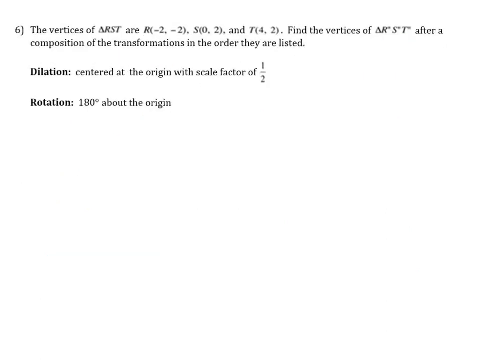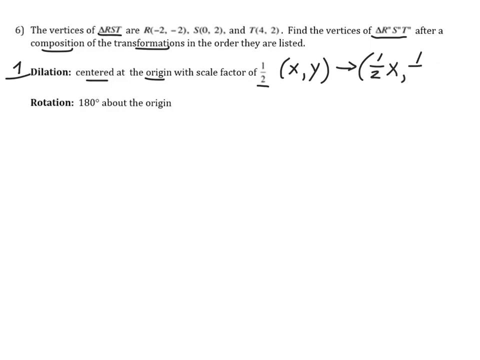Number 6 is very similar. I'm dealing with triangle RST. I want to find the double primes after a composition of transformations. So first thing I'm doing is the dilation again. It's centered at the origin, but now my scale factor is 1 over 2. So I know that when I'm finished here, it's going to be a reduction. So in order to reduce it, I'm going to multiply my coordinates by that scale factor of a half.